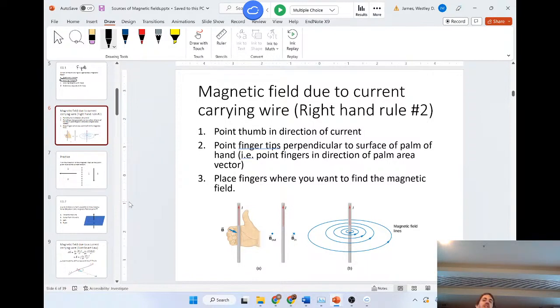We'll find the equation for that in a second. But the magnetic field around a current carrying wire is a circle, a bunch of different circles, each with a constant magnetic field at that radius. So there's the magnetic field there. Everything on that circle has that magnetic field. Everything on this circle has that magnetic field. And they get stronger and stronger as you get closer and closer.